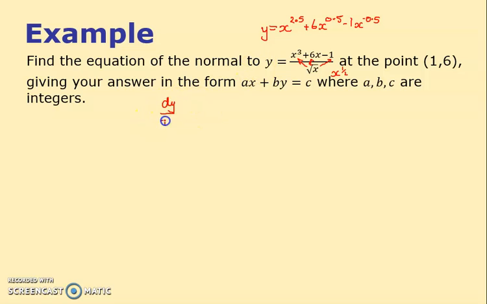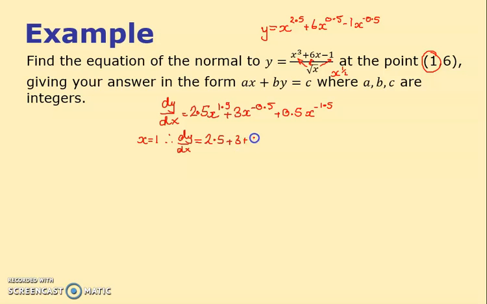So anyway, first thing I'm going to do is find dy by dx, and that's 2.5 x to the 1.5, knock off a power, plus 3x to the minus 0.5, plus 0.5x, minus times a minus, x to the minus 1.5. And what am I substituting in? X is 1. So when x is 1, therefore dy by dx equals, and the great thing about x is 1, 1 to the nth power is 1, so I can just ignore it effectively. 2.5 plus 3 plus 0.5. And what's that give me? That looks like it gives me 6.